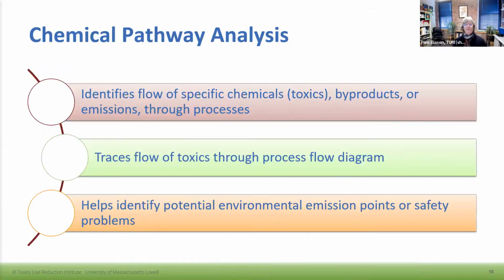That chemical pathway analysis, the chemical flow through your process, is a really important aspect of the process flow diagram. And so really getting clear on specific flows of toxics through your process, where there are wastes, which are byproducts or emissions throughout the process, is really important. And it can help you, as Maura mentioned, it can help you identify where there may be other regulatory issues that need to be considered.